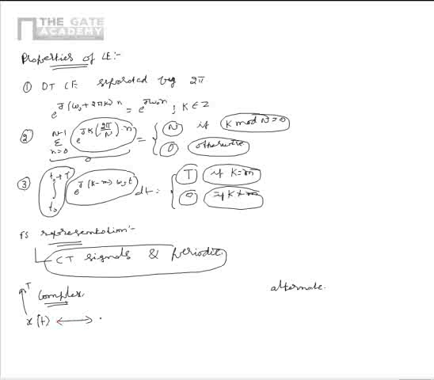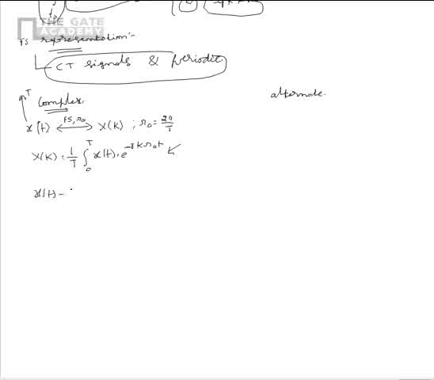Its frequency representation is given as capital X of k, where omega naught is equal to 2 pi by T. We can represent X of k as 1 by T times the integral from 0 to T of x of t multiplied by e^{-jk omega naught t} dt. And this is the analysis equation. The synthesis equation is given as x of t is equal to the sum from k equal to minus infinity to plus infinity of X of k multiplied by e^{jk omega naught t}.